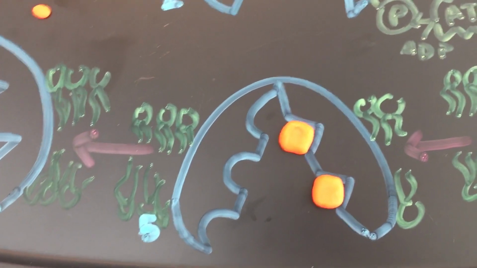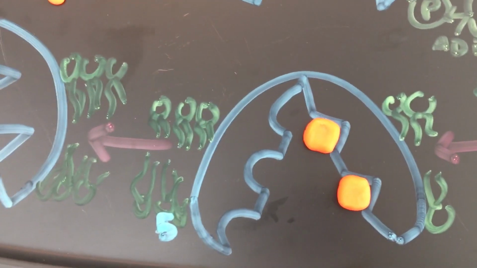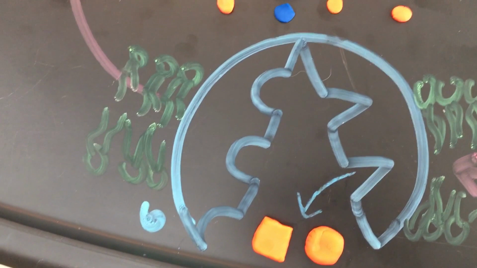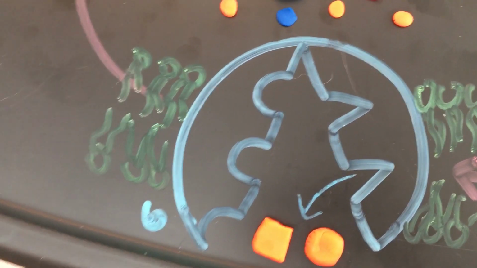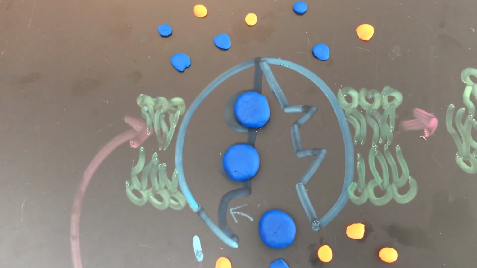protein to change shape, and then all of the potassium binds to the protein, and after it changes shape, the potassium leaves the cell, which then gives the protein an affinity for sodium, and the cycle repeats itself over and over again.